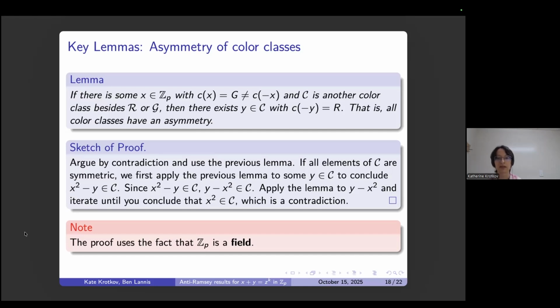And the proof uses the fact that Zp is a field because when we're solving kx squared minus y equals x squared for k, we are inverting x squared. And x squared is not equal to 0 because 0 is red and x is green. And because Zp is a field, that means that x squared has an inverse. And this is not true for composite n in Zn. And this is why, as I'll talk about later, we cannot generalize this upper bound result to other places.